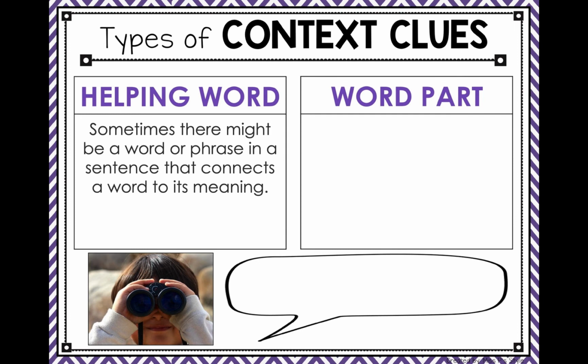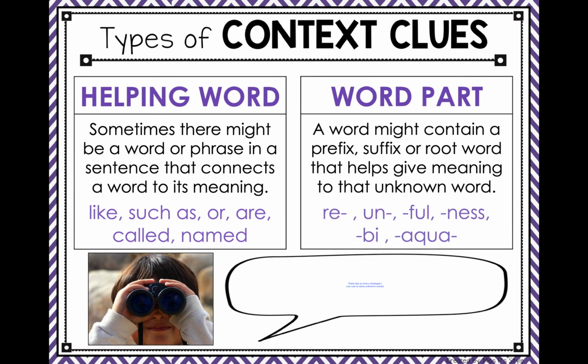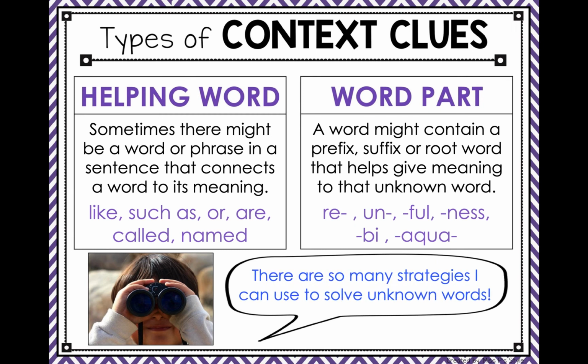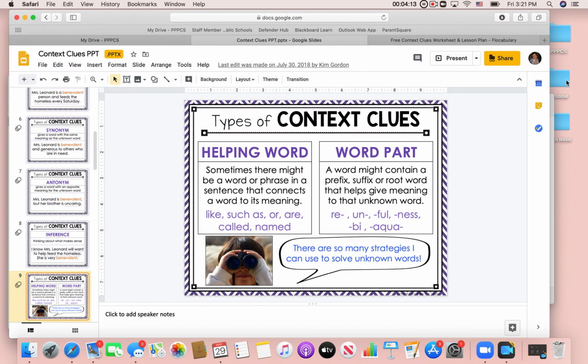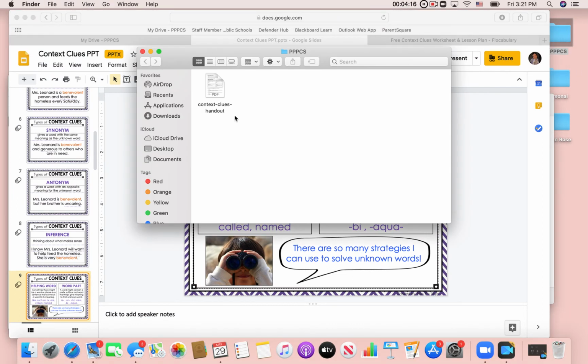Another type of context clue is when there's a helping word. Sometimes there might be a word or phrase in a sentence that connects a word to its meaning. For example: like, such as, or, are, called, named. You can also use word parts to help you figure out what a word means. A word might contain a prefix, suffix, or root word that helps give meaning to that unknown word, like re, un, full, ness, by, aqua. There are so many strategies you can use to solve unknown words. So let's practice some of those right now.